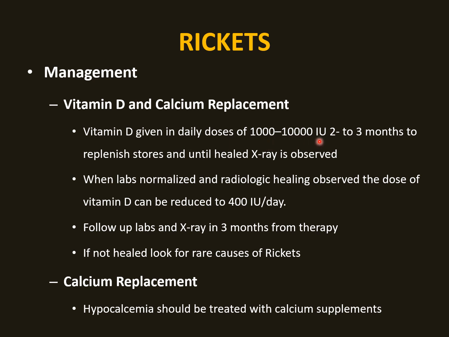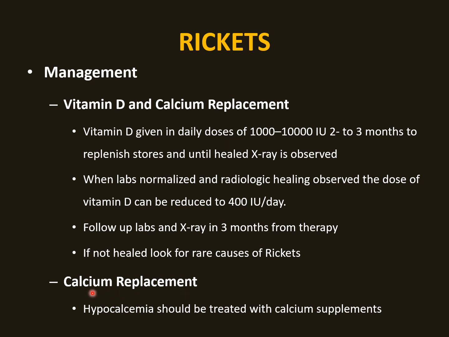3,000 international unit for 2 to 3 months to replenish the stores of vitamin D, and until the healed X-ray is observed. When labs normalize and radiological finding shows healing, the vitamin D dose can be reduced to 400 international unit per day. Follow up labs and X-ray in 3 months from the therapy is very important. If there is no response to regular vitamin D, look for rare causes of rickets.